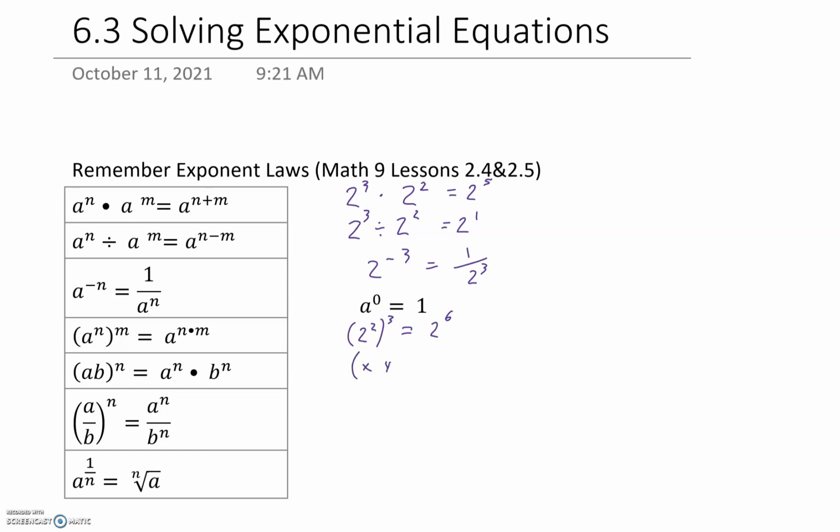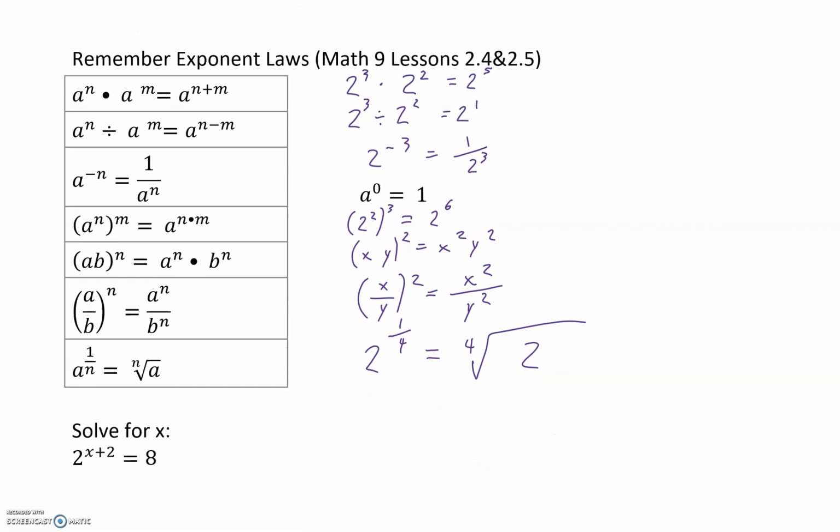If you had x and y inside brackets, squared, it'd be the same thing as writing x squared, y squared. And same thing if you're dividing them, it'd be like writing x squared divided by y squared. And last but not least, if you had 2 to the 1 over 4, it would be like writing the fourth root of 2. So if you have a fractional exponent, it's like having a root.